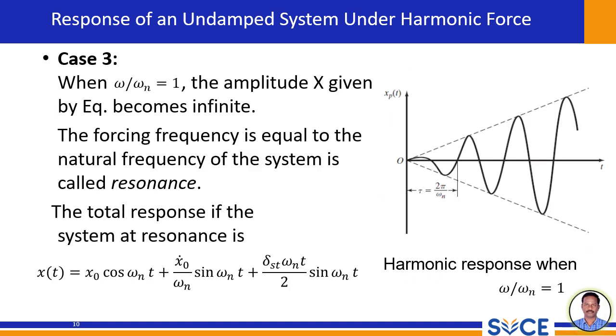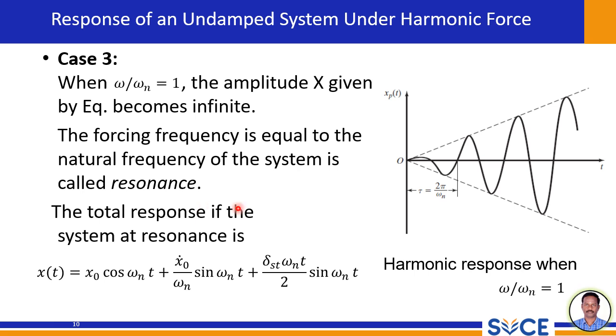Now, we come to the crucial and most important destructive scenario, that is case 3, which is resonance. This occurs when the forcing frequency is equal to the natural frequency. In other words, the frequency ratio is exactly 1. When the frequency ratio is exactly 1, the denominator in our equation for the amplitude x becomes 0. As a result, the amplitude x becomes infinite.